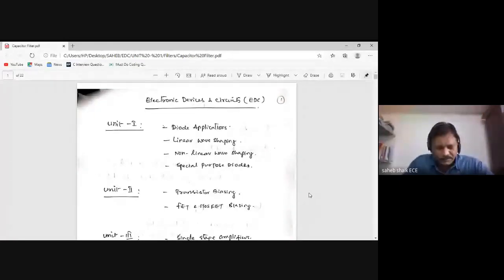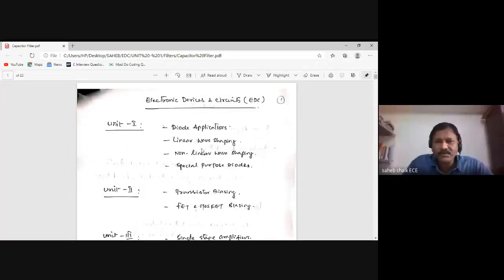Unit 1 is the diode applications. Under the diode applications, you will be studying various topics such as half wave, full wave, and bridge rectifiers, and their analysis with LC filters. So I will show you in detail. So in unit 1, you will be having diode applications.